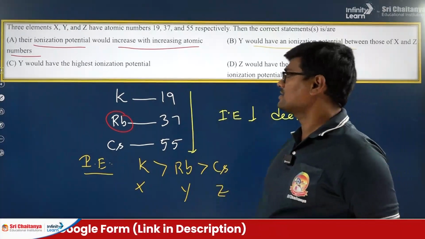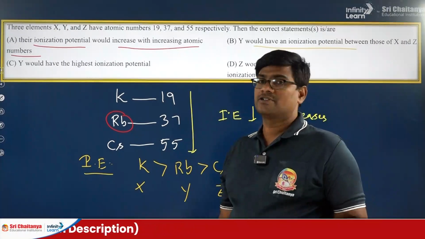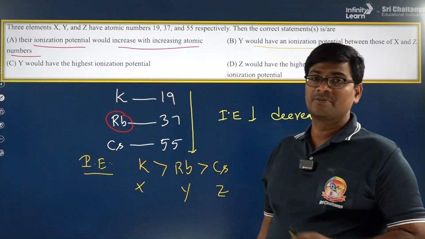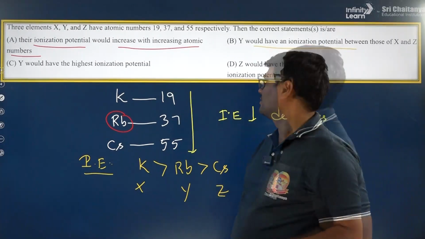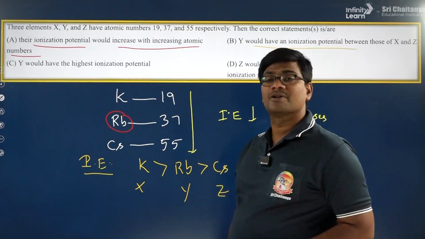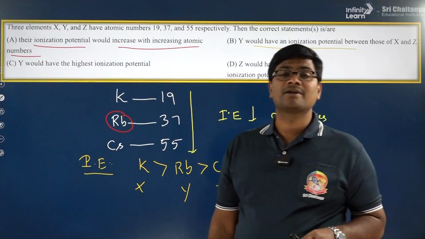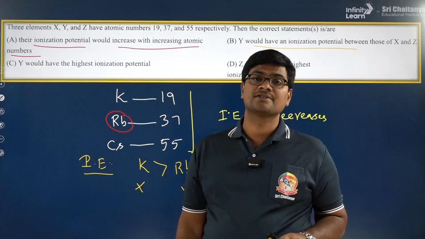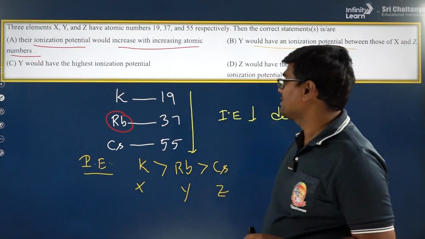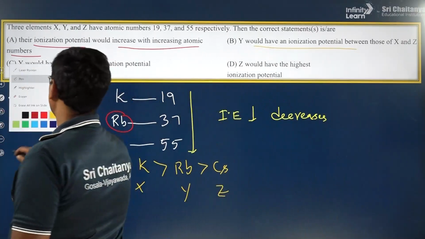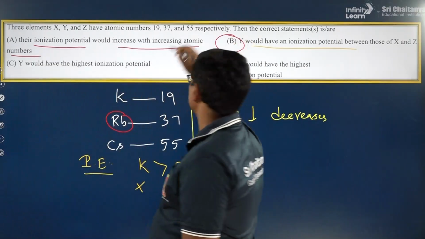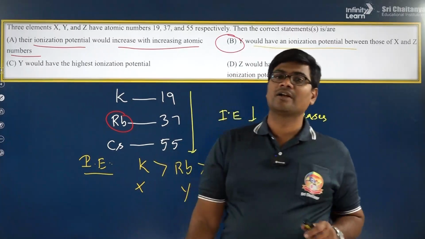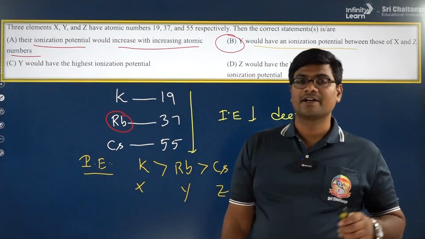Y would have the highest ionization potential. Wrong. Just now we have discussed. If option B is right, option C is obviously wrong. And Z would have the highest ionization potential. As we know, down the group ionization energy decreases. Here cesium has the lowest ionization potential. Therefore, what is the right option? The right option is only one, that is option B. I hope we are clear with this. Let's go for the next question.